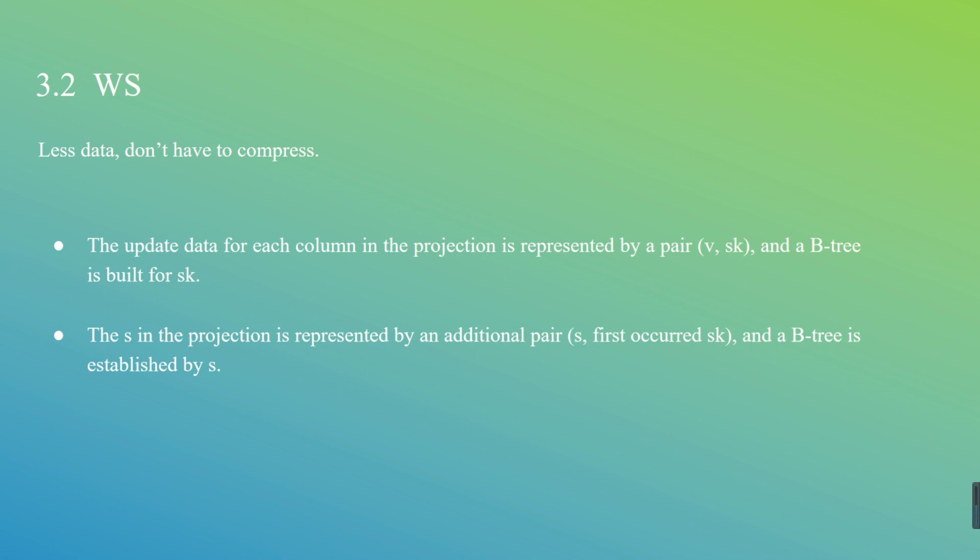Writable storage supports writes. Compared with readable storage, writable storage has less data, so data doesn't have to be compressed. The update data for each column in the projection is represented by a pair, value and storage key, and a B-tree is established by storage key. The other data in the projection is represented by an addition pair, stored key value first occurs storage key, and a B-tree is established by stored key value.